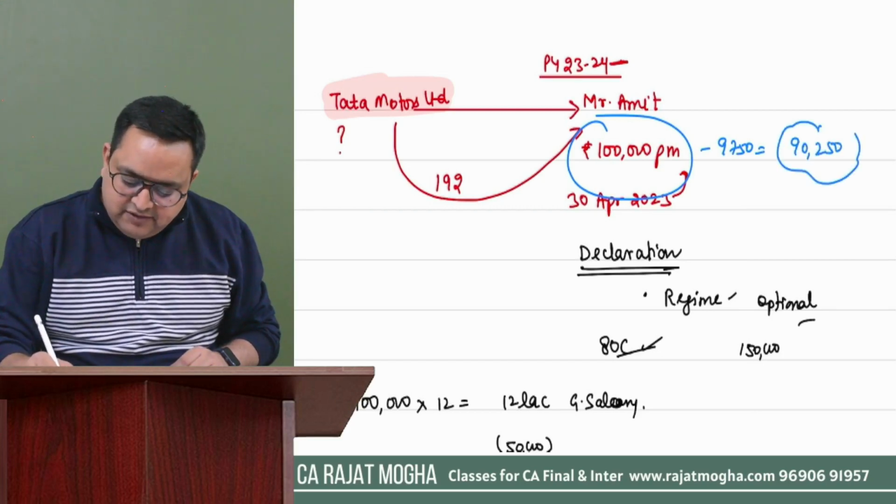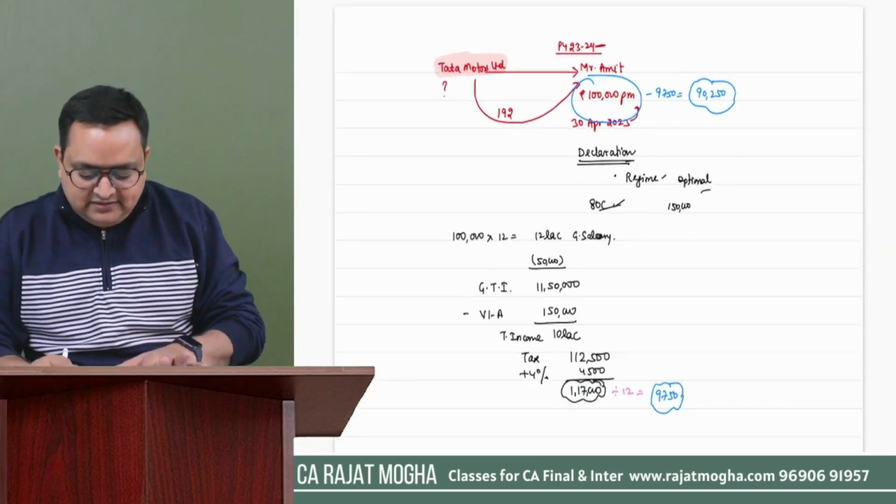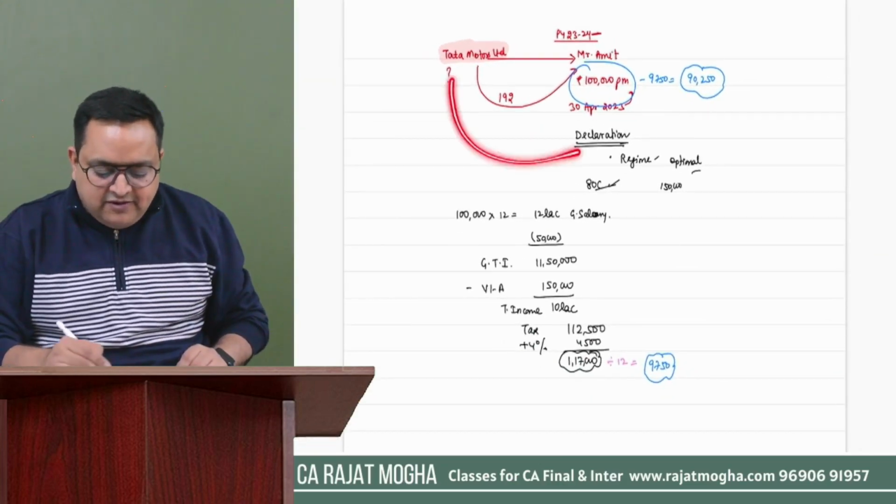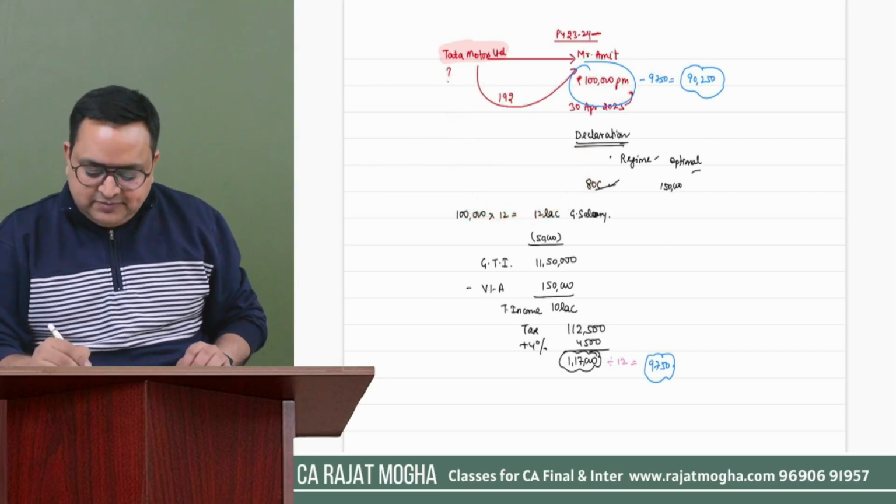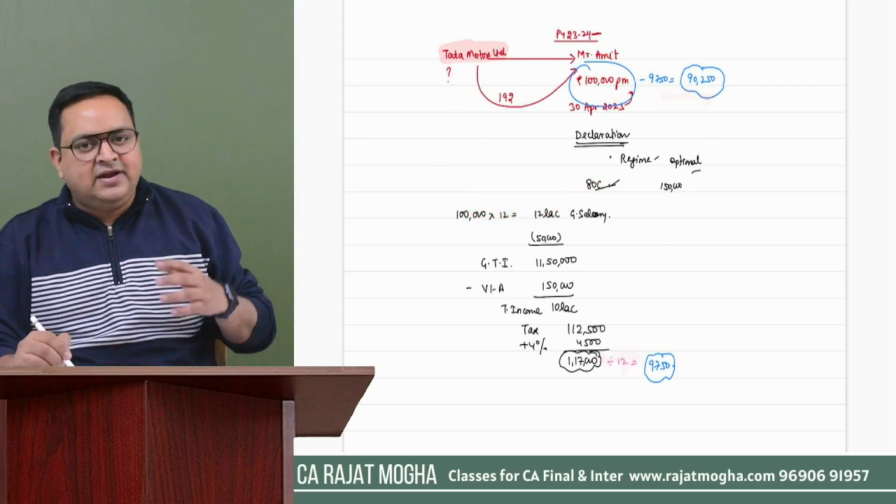90,250. We would be giving it to Mr. Amit, right? 9750 will be deducted. So every month, whenever we will be giving 1 lakh rupees to this person, we will be deducting 9750.